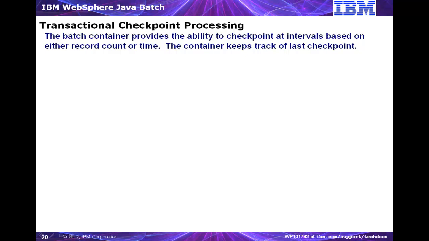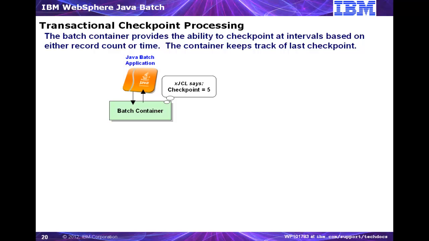One of the fundamental elements of transactional batch processing is the ability to take checkpoints during the job. Ideally, the batch container provides this service, and that's exactly what WebSphere Java Batch provides. Imagine a Java Batch program operating within the container environment we described in part 2 of this video series. The checkpoint processing property is specified in the XJCL file for the batch job. The XJCL property allows you to specify the type of interval, record or time-based, as well as the value.